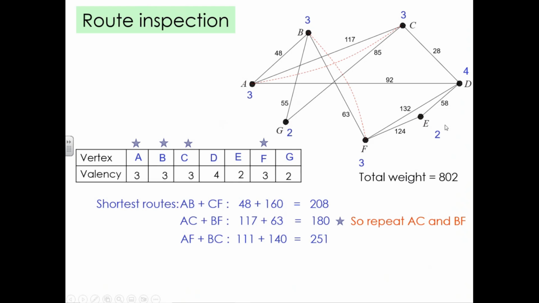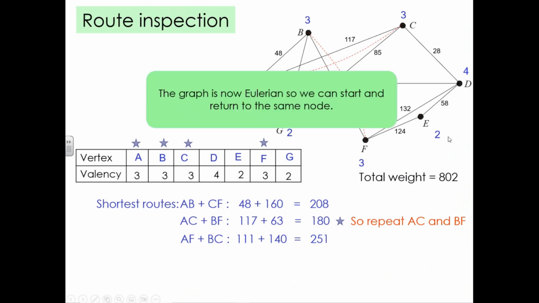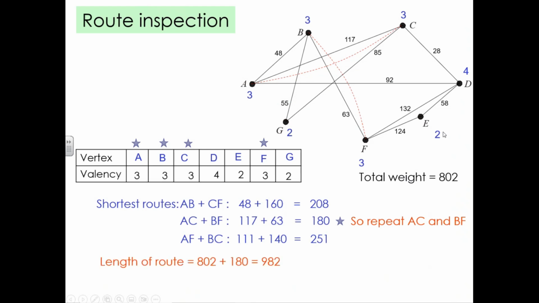It also asks for the total weight or total length of your route. You usually don't need to add all of these up yourself. Notice the question tells you what your total weight is, it's 802. So you've just got to add on that extra 180 to get the overall total weight of your network. There should be 982 for the total weight.